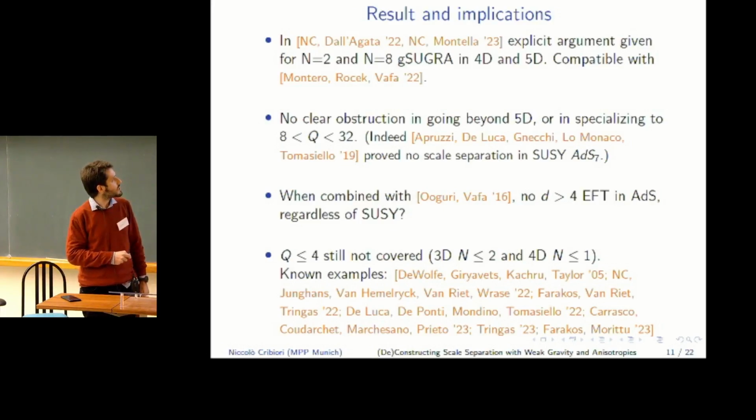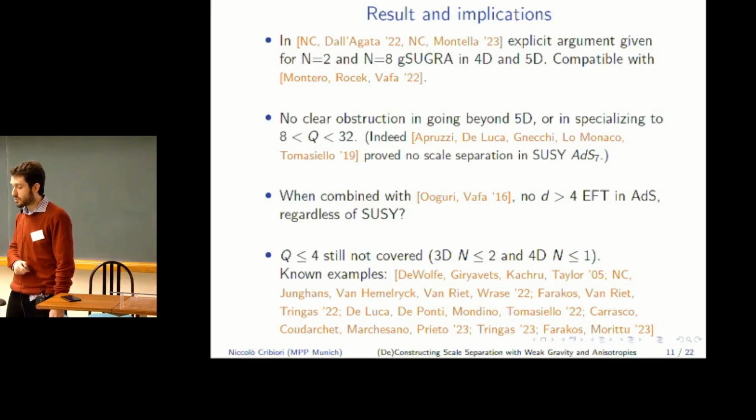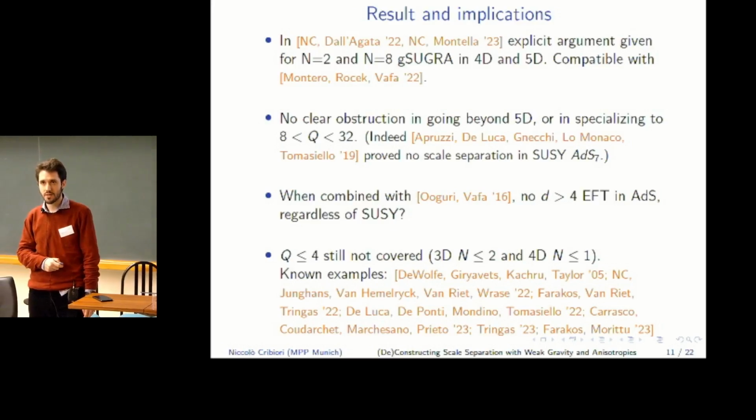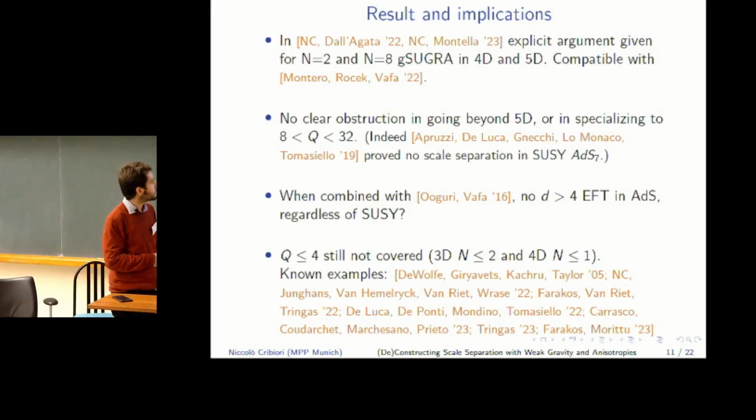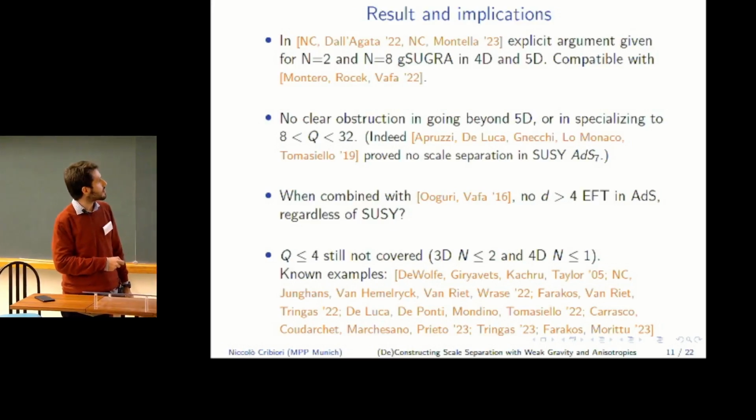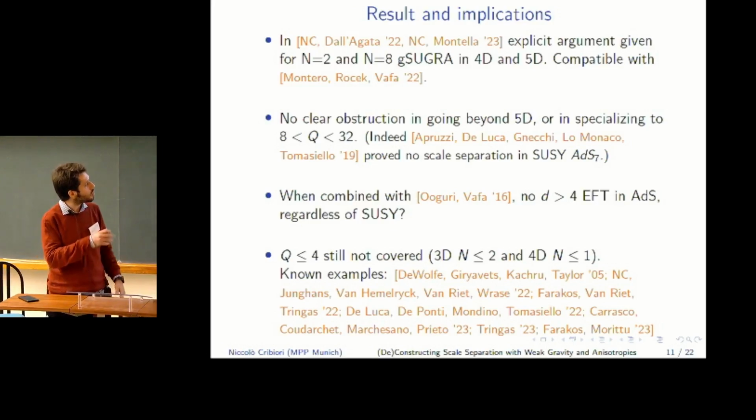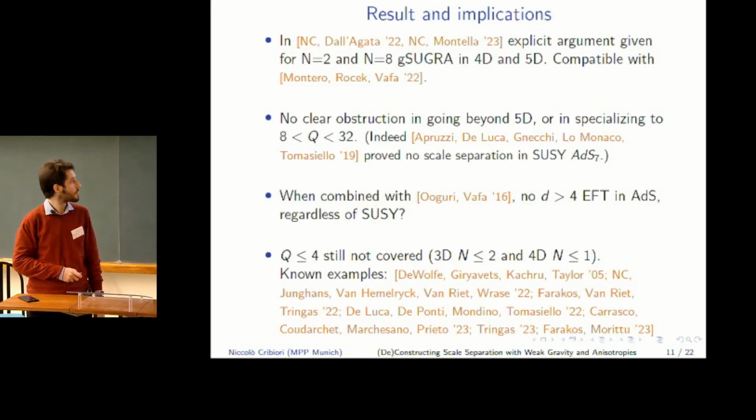You can combine this with other conjectures, for example those saying that non-supersymmetric anti-de Sitter vacua are unstable. This would probably tell us that there are no really lower-dimensional effective field theories in anti-de Sitter regardless of supersymmetry, but these are yet a further step.